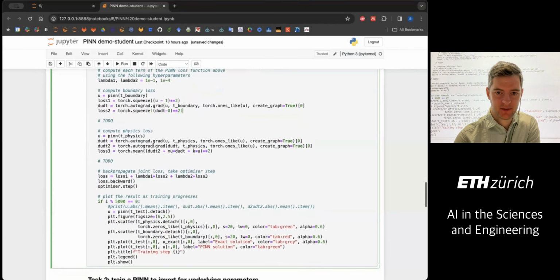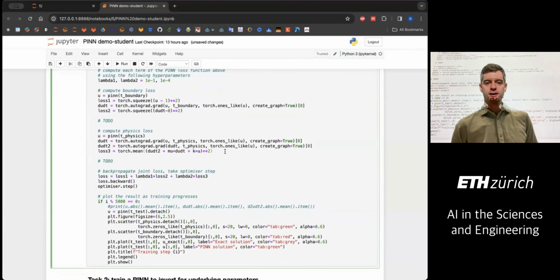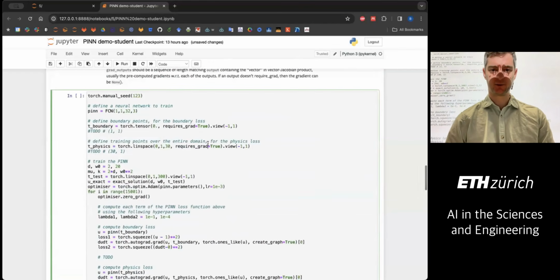That looks fine. Okay, so I think it's okay. So let's give it a run, and if it's not, I'll try and debug it.